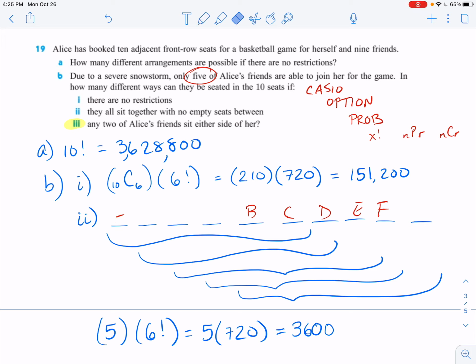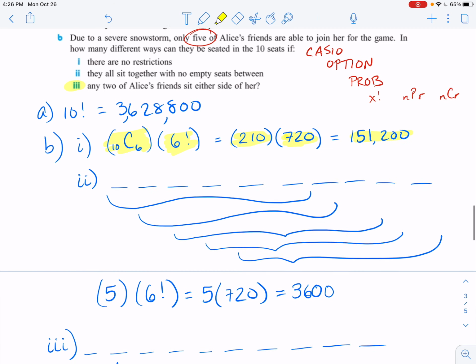And so then once we pick 6 of the 10, which came in right here, we also want to consider that we've picked 6 seats, but we have 6 people that can sit in the first one, and 5 people that can sit in the second one, and 4, and so forth. So that gives us 6 factorial. So this is 10 choose 6, and we multiply that by 6 factorial, and that gave us that number right there. Okay, 151,200.